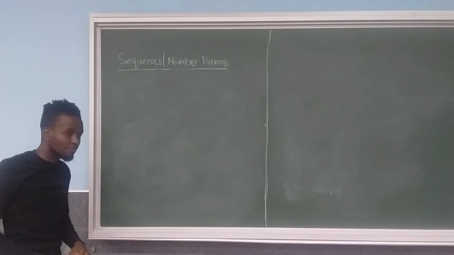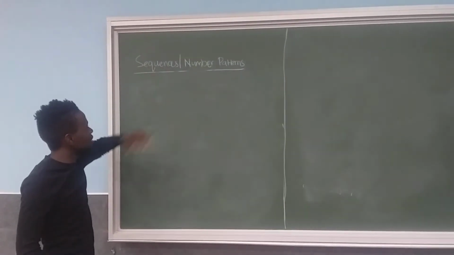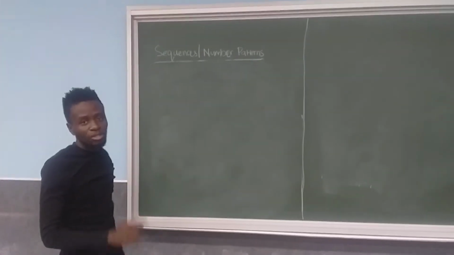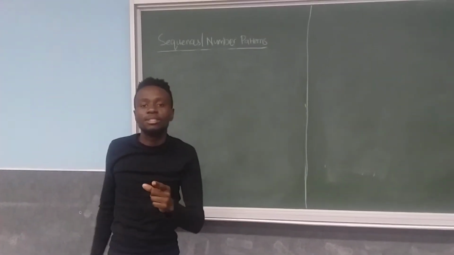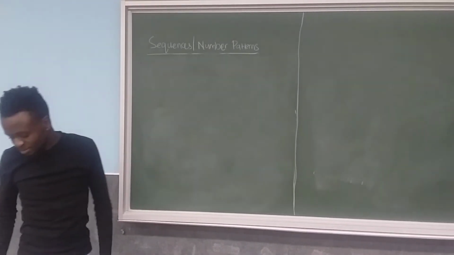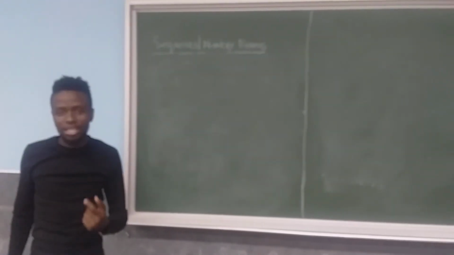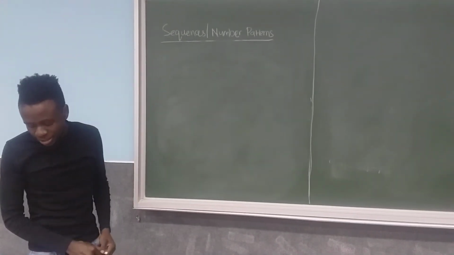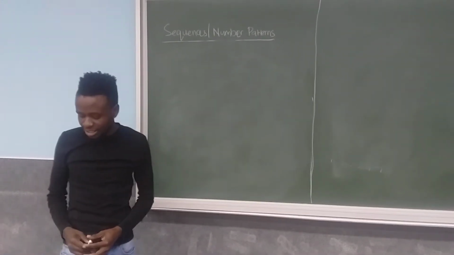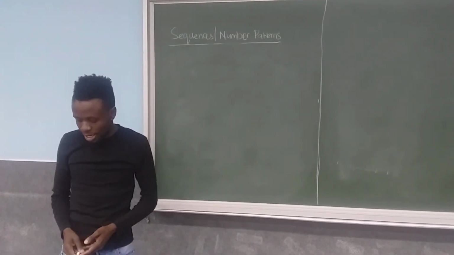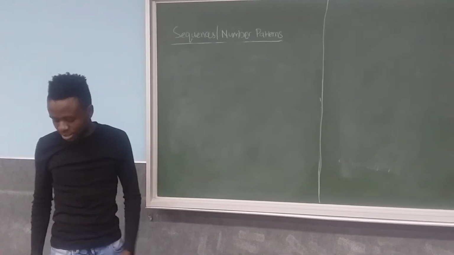So today we'll be focusing on sequences, or you can call them number patterns. First of all, we have to know what a sequence is. A sequence is an enumerated collection of objects in which repetitions are allowed and order matters. Sequences are like sets. They contain terms. The number of terms is called the length of the sequence.